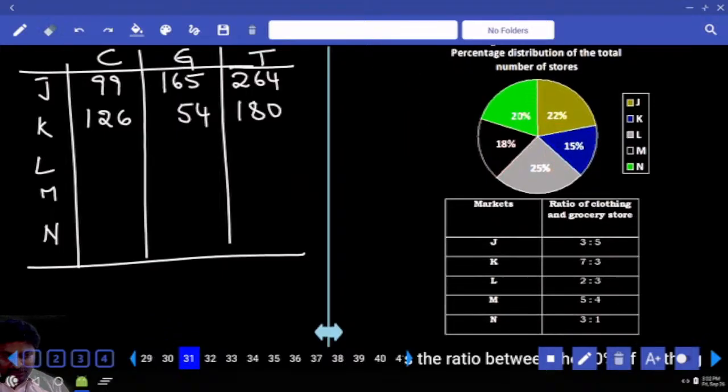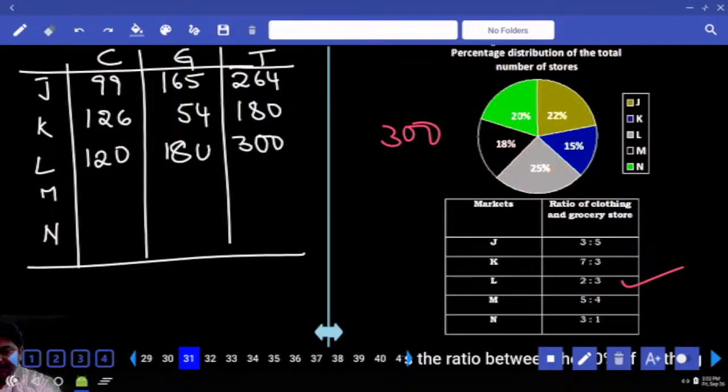25%, which is equal to 300. 300 divided into 5 parts. Each part is 60, 2 parts and 3 parts.